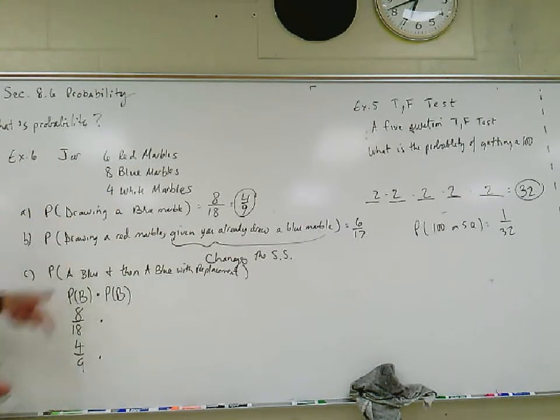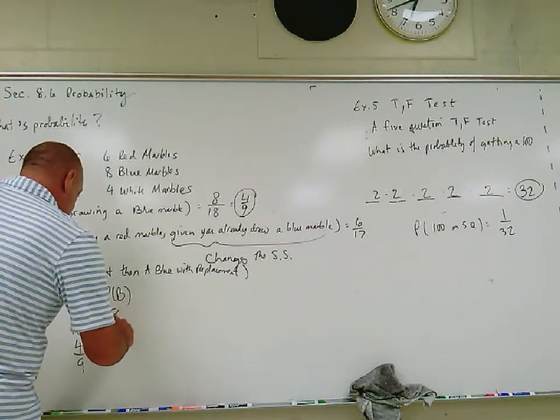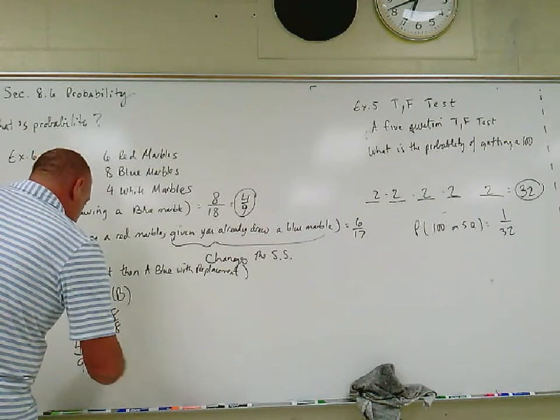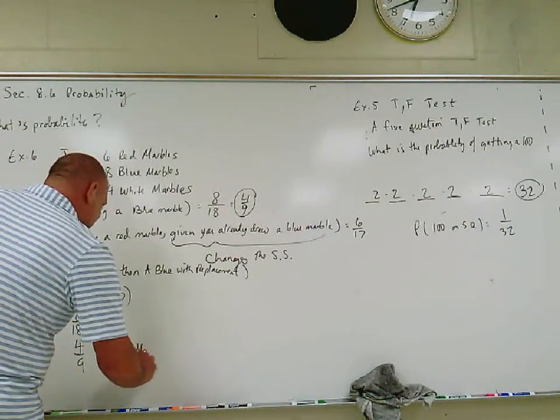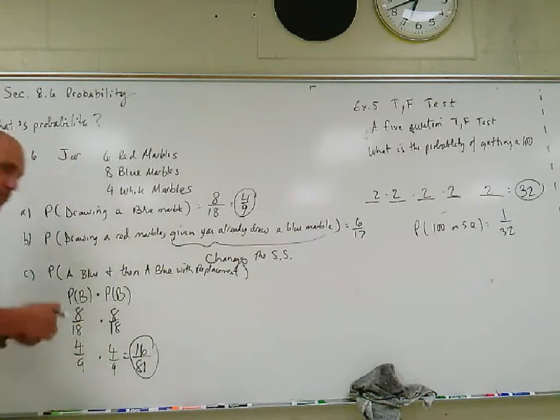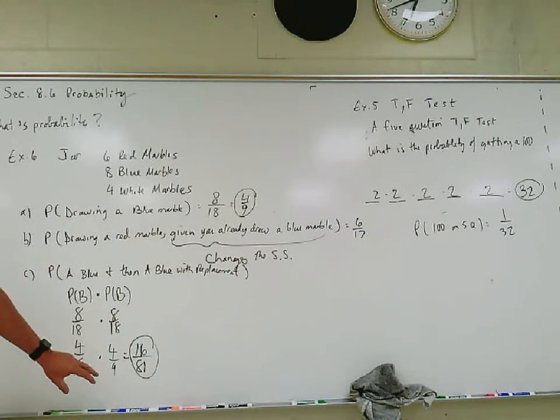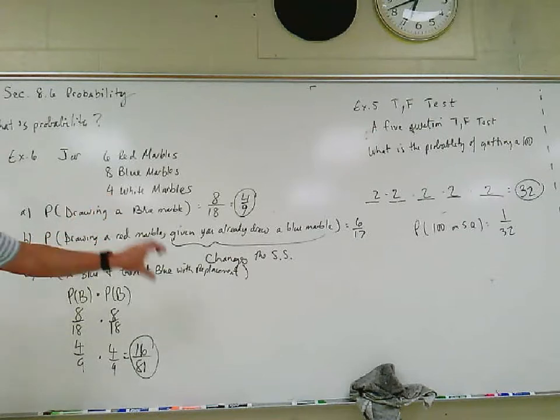Okay, so it's the exact same answer, 8 out of 18, which is 4/9, and then you just multiply. So it's 16 out of 81. Because it's tougher to do the same thing twice, that's why it becomes a smaller probability. Okay, so when you do an event like this, and then do it again, you multiply.